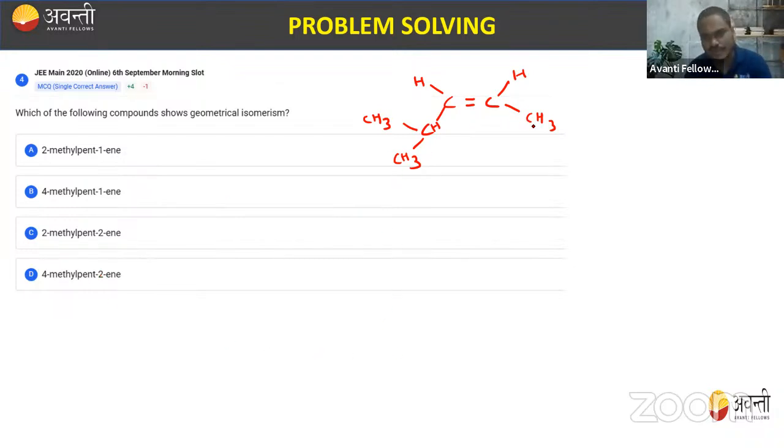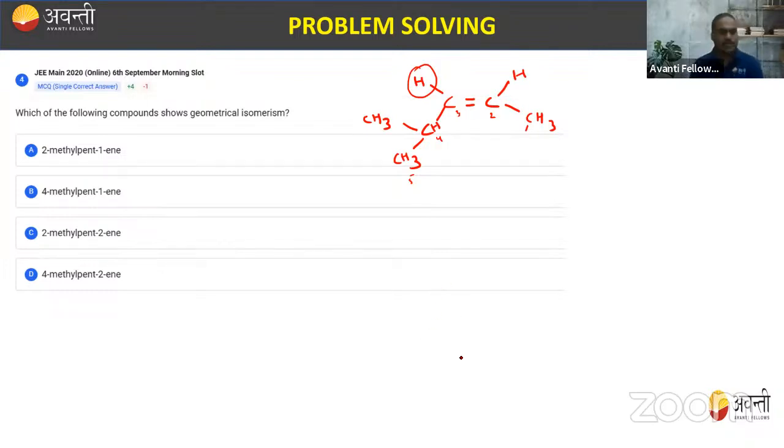How can we say that? We have 1 2 3 4 5 carbons. At 4 we have a methyl group, so we have 4-methyl pent, and at 2 we have ene. So 4-methyl pent 2-ene. Here we have a different group, यहाँ भी अलग group है, यहाँ भी एक different group है. So we have different groups on each of the two carbon atoms, so we can say that this will show geometrical isomerism.